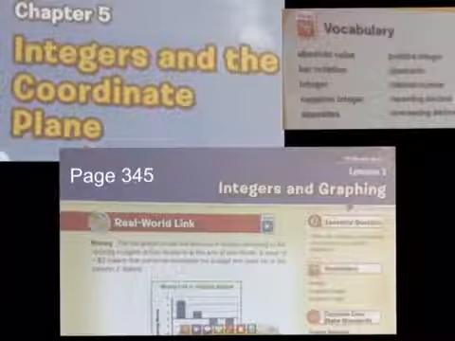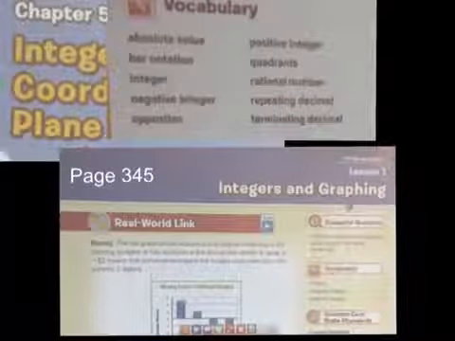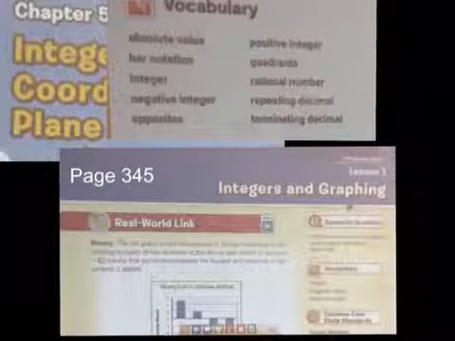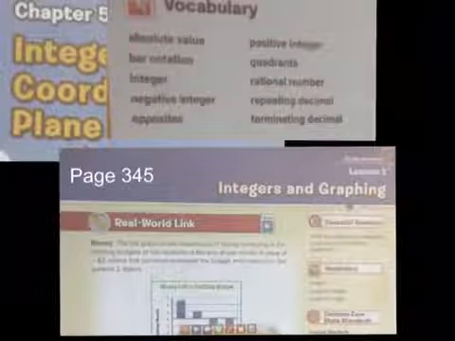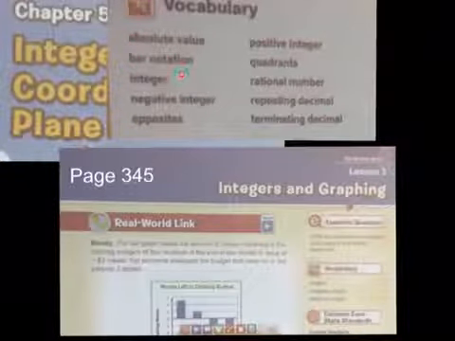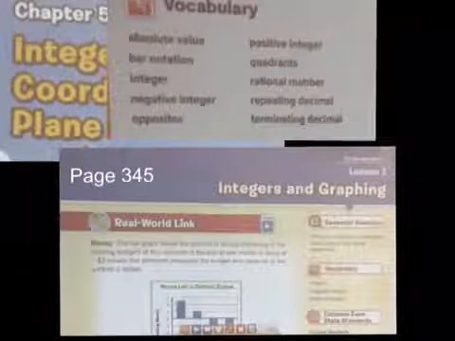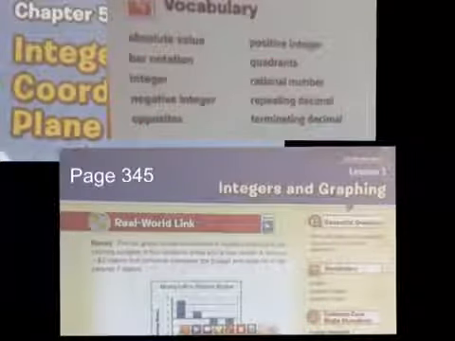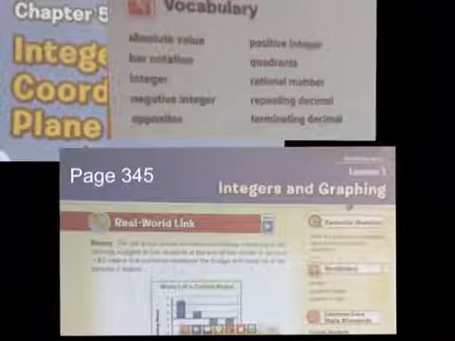Some vocabulary we need to become familiar with is right here, such as absolute value, okay? Absolute value is the distance from 0. So for example, 2 and -2 have the same absolute value. Bar notation is a bar that we put over a repeating number when it repeats infinitely. An integer is a whole number, negative or positive. We have negative integers, opposite values such as 4 and -4 are opposites. Positive integers, a positive number.